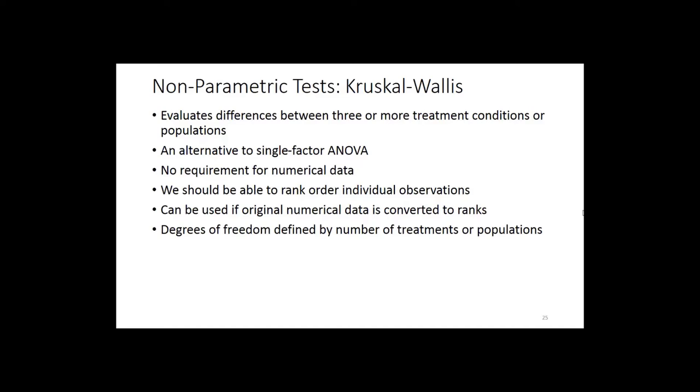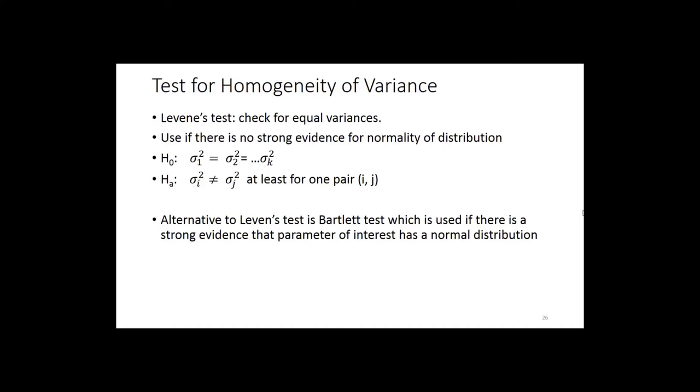The Kruskal Wallis test, which is for three or more groups, is an alternative to ANOVA when the assumptions of ANOVA are not met. There is no requirement for numerical data. We can rank order the individual observations. There is no need for homoscedasticity of the samples, and degrees of freedom are defined by the number of treatments or populations. The details of these tests are explained through the examples I will use for the class.